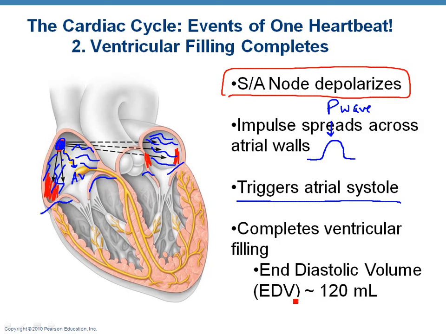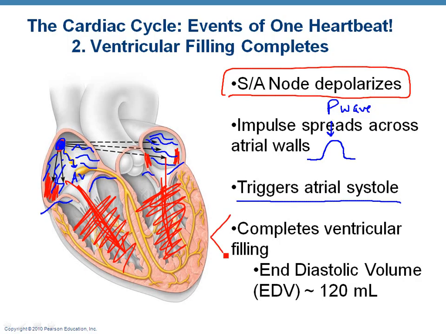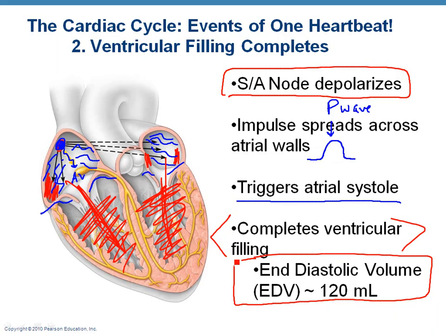All right, we'll go back to red for blood. So as the right and the left atrium squeeze, they're squeezing out that remaining blood down here into your right and your left ventricle. This completes ventricular filling. And in an average adult, at this point, your ventricles have, in total, between them, about 120 milliliters of blood.